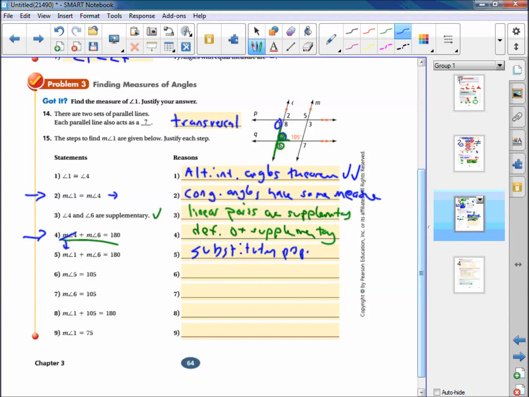So where angle 4 was, the measure of angle 4, I replace it with the measure of angle 1, because the measure of angle 1 and angle 4 are equal to each other. All right. Then we get measure of angle 5 is 105. That one comes from our picture again. So 5 and 105 are the same, because corresponding angles are congruent if the lines are parallel. So that's our corresponding angles theorem.